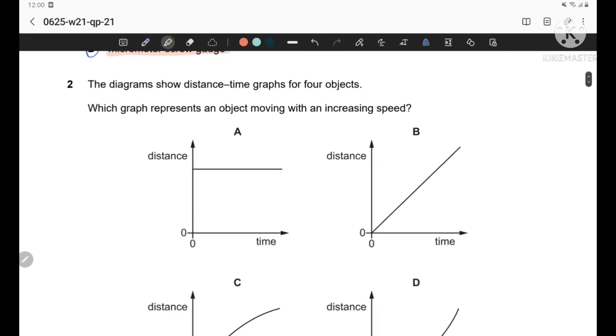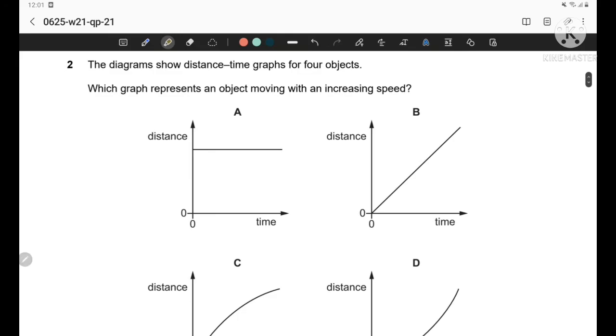Question 2. The diagram shows distance time graphs for four objects. Which graph represents an object moving with an increasing speed? So, we are provided with a distance time graph and we have to identify which graph shows the motion of an object which is moving with an increasing speed. So increasing speed means the object is accelerating.